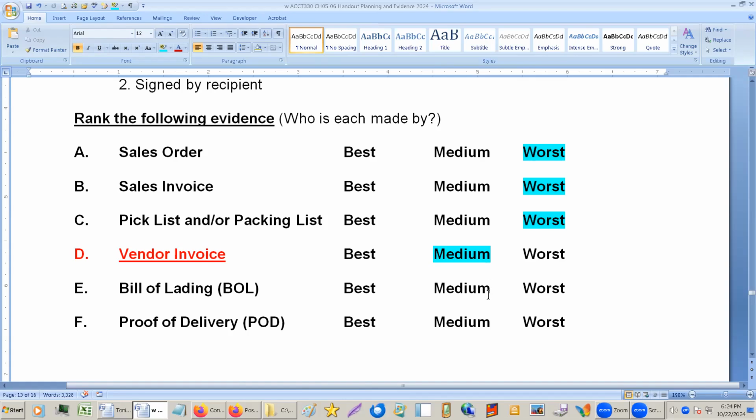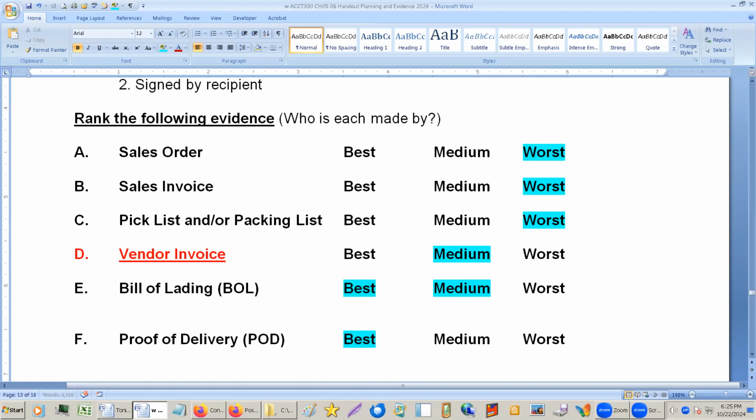Bill of lading, best evidence. Yeah, especially because you get those right from the third party, which would be the carrier. Now they would probably have copies of the bill of lading. It depends if you're using the client's copy, if the client held it or if the carrier held it. So it'd be best if you got it from the carrier. And if the client holds it, it'd be medium.